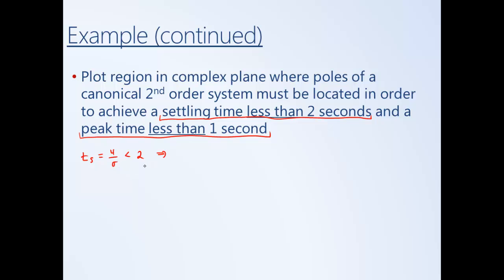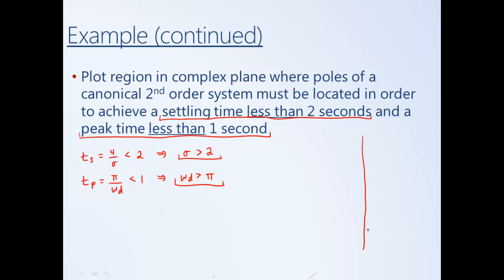We can multiply this sigma to the right hand side. So on that side of the greater than or equal sign, divide through by the 2, we get that we desire sigma to be greater than or equal to 2. Similarly, for the peak time, we have the expression that peak time is pi over omega d. We want that to be less than 1 second. We multiply omega d to the right, and we get that we desire omega d to be greater than pi.